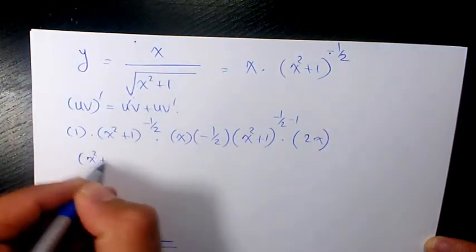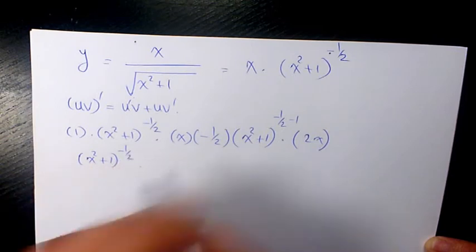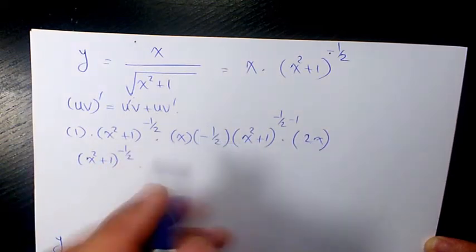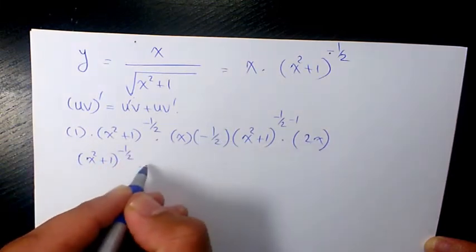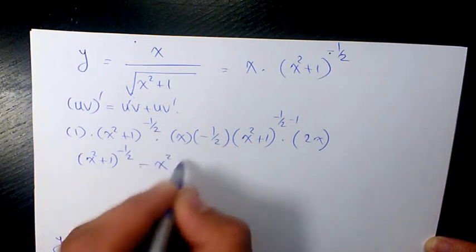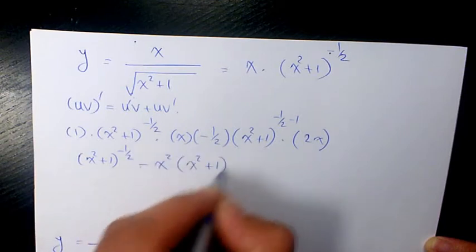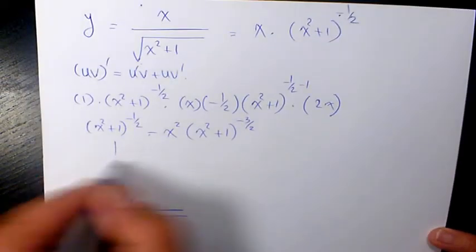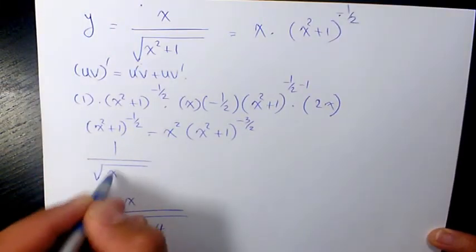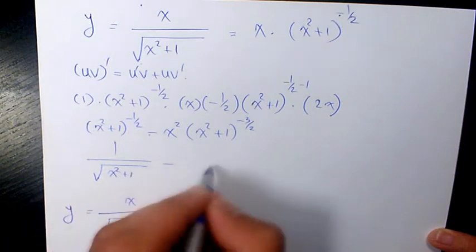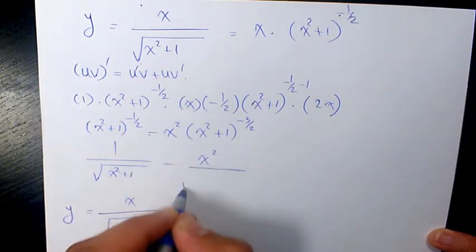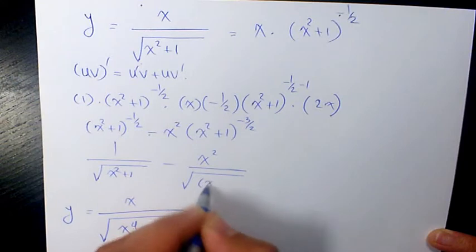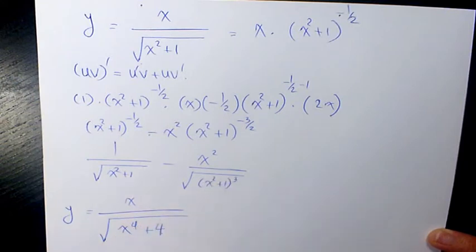Now let's simplify it. It's going to be x squared plus 1 to the power of negative 1 half. 2 and 1 over 2 cancel out. We have negative x squared times x squared plus 1 to the power of negative 3 over 2. So that's going to be 1 over square root of x squared plus 1 minus x squared over square root of x squared plus 1 to the power of 3.